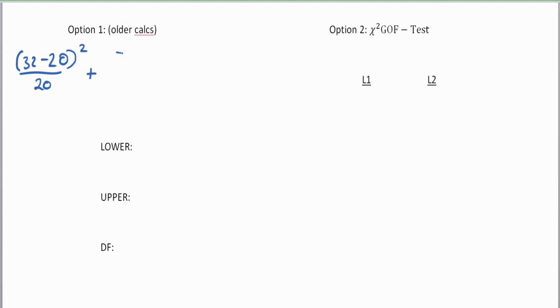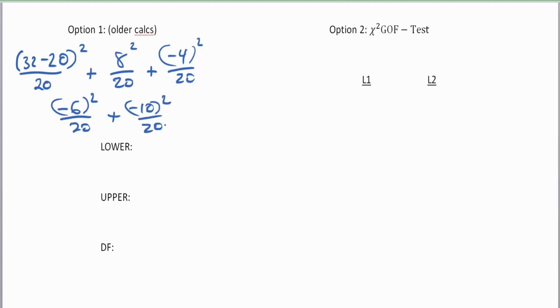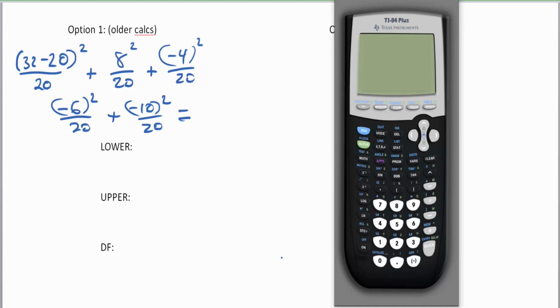We can write 12 squared divided by 20 plus, now this is going to be 8 squared divided by 20, plus negative 4 squared divided by 20. Now it's important when you have a negative number squared, you need to put parentheses around it. And then we're going to go to negative 6 squared divided by 20. And then we'll go with negative 10 squared divided by 20. And I want to highlight this for another moment because if you do not use the parentheses, you will get the wrong answer.